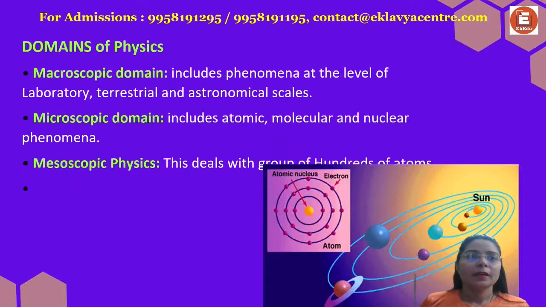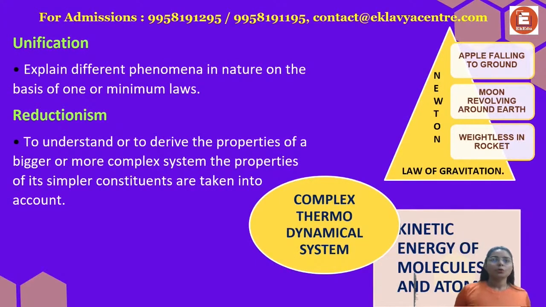Okay. Then the next concept, that is domains. So what are the domains of physics? See, as I have told you about unification and reductionism, physics is related to unification. Physics is related to reductionism. Physics becomes a bit simpler, because of what I said. Now I need to know, what are the boundaries of physics? What are the boundaries?